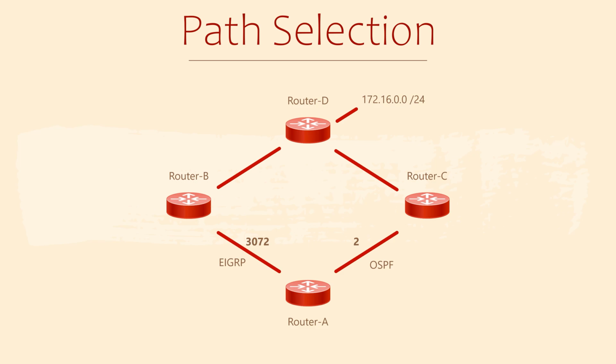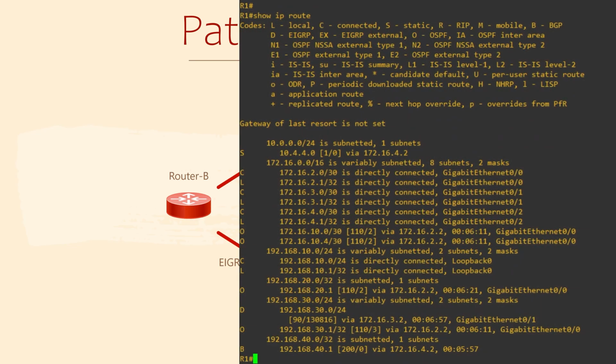Which path does router A use to reach this network? Does it use the OSPF path because the metric is better? The short answer is no. That's not the logic that the routers use. The router does need to choose the best path. But when comparing routes from different routing protocols, the metric is not a factor. That's where this other value comes into play.